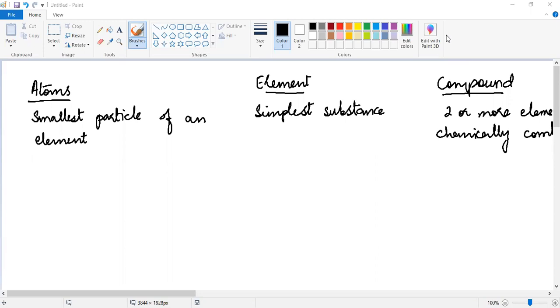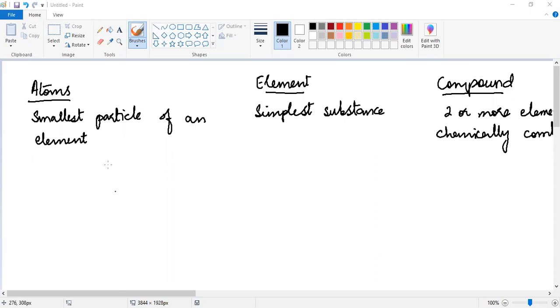I am going to be teaching the Edexcel chemistry for the exams of A levels. And you know that the beginning of chemistry is very simple. It begins with the basic definitions: atoms, elements, and compounds.